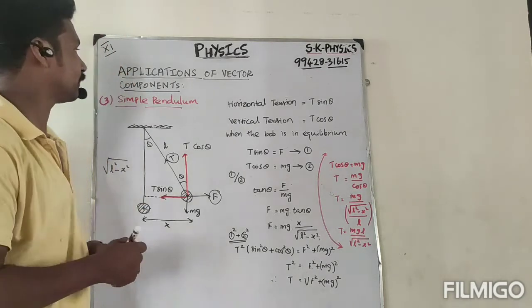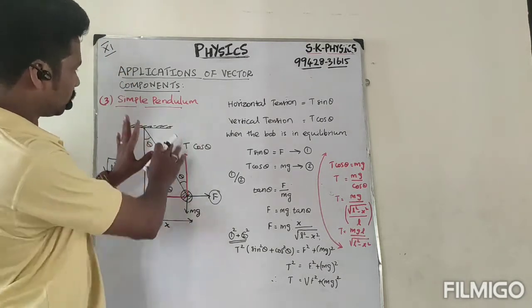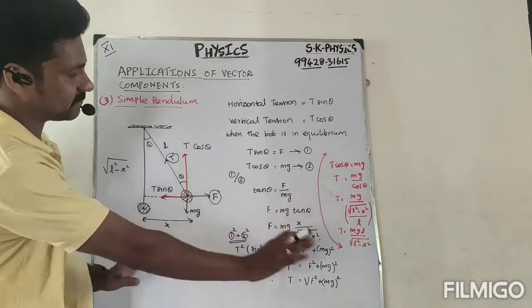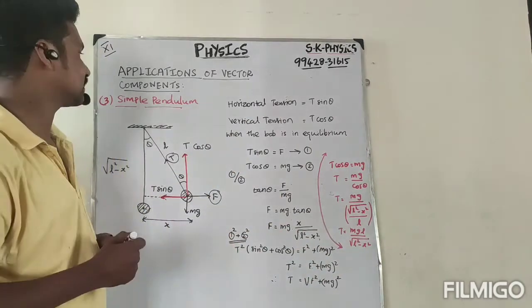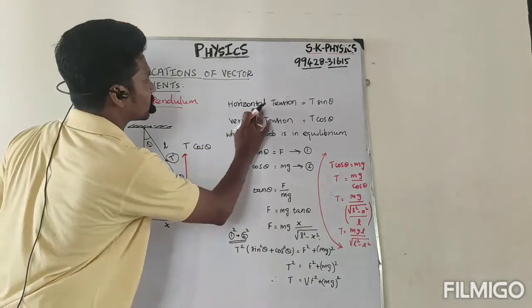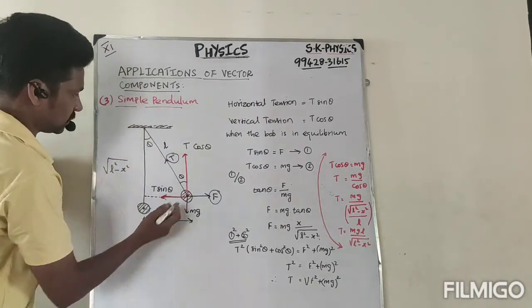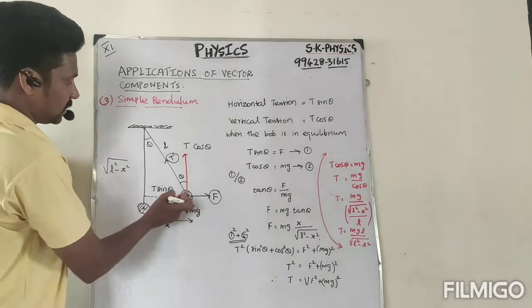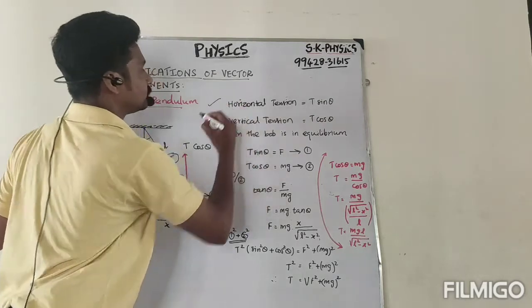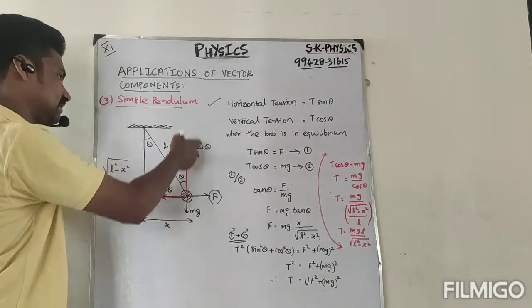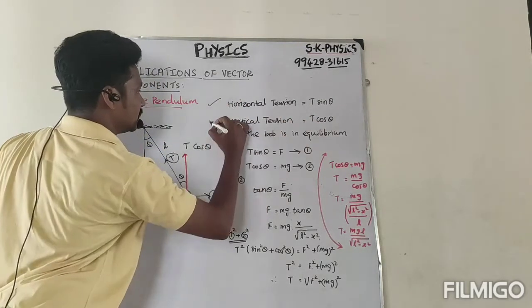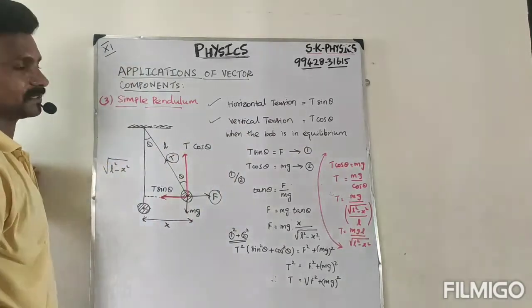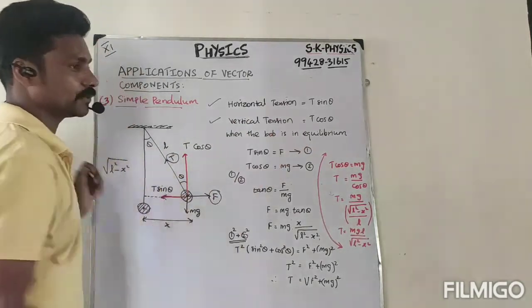Okay, see that first. If you understand the diagram, the derivation is nothing. Shall we see that? The first one, the horizontal tension. That is the horizontal tension. Horizontal tension is T sin theta. Next, vertical tension. Vertical tension is what? T cos theta.